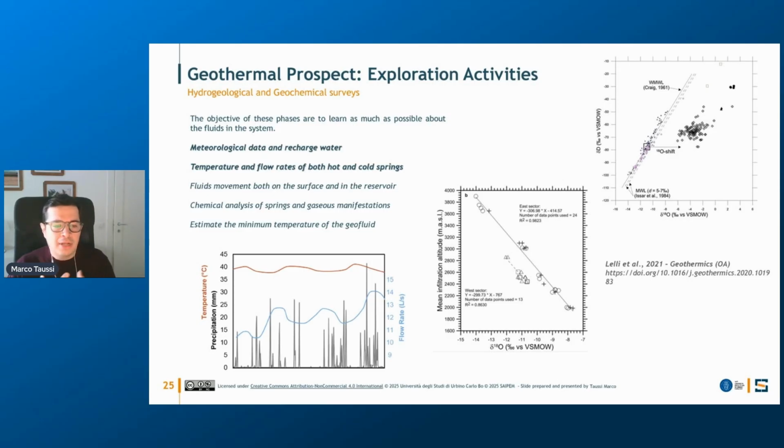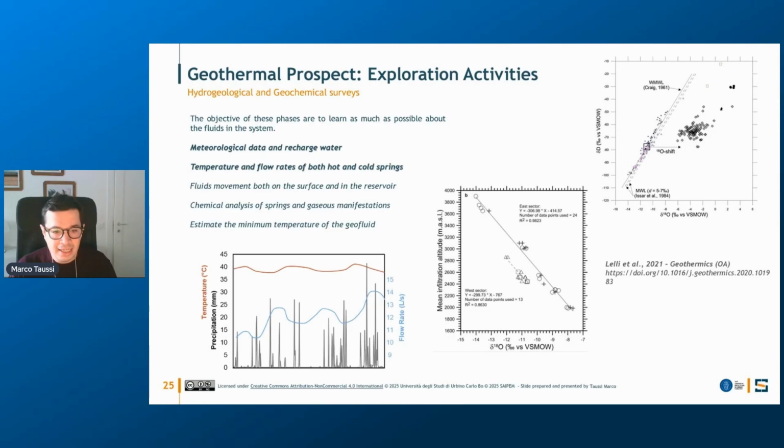So, the first important parameters are those linked to meteorological data, because the fluids tend to have a meteoric origin from rainfall or snowmelt, depending on the area we are in. So, knowing how much it rains, what the precipitation is, how much the actual precipitation is, the infiltration, and the evaporation rates can give us an idea of what the water recharge might be.